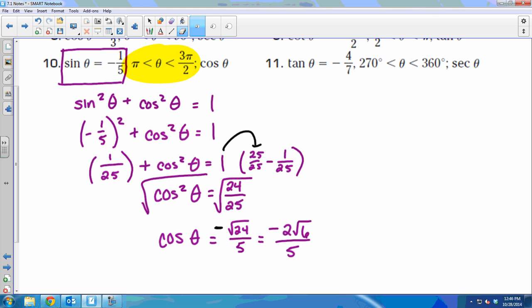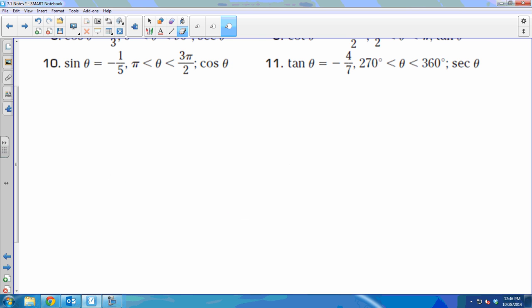All right, one more. Can I erase what's on here? All right, last one. Tangent theta equals negative 4/7. We're in the fourth quadrant, and we're trying to find secant. So again, look at your identities. You're trying to relate tangent and secant. Tangent squared theta plus 1 equals secant squared theta.